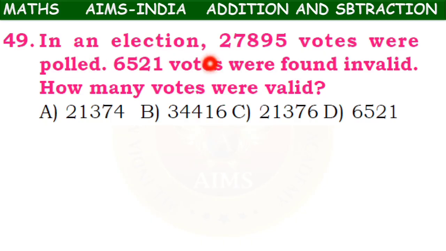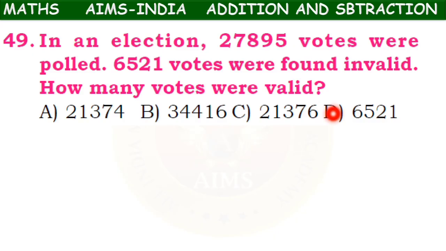49. In an election, 27,895 votes were polled. 6,521 votes were found invalid. How many votes were valid? What does invalid mean? Invalid means not acceptable. Okay, children? Invalid means not acceptable.